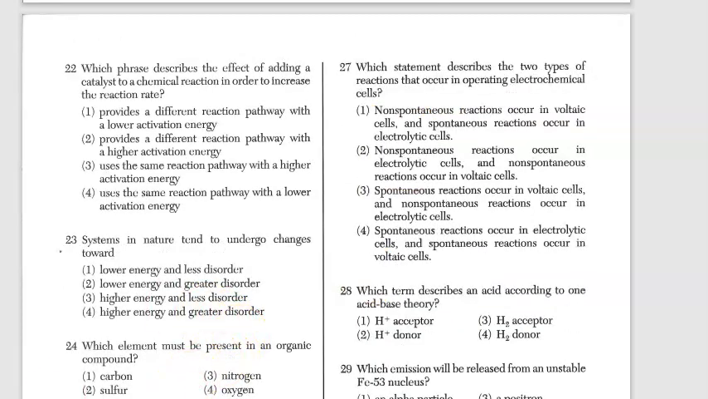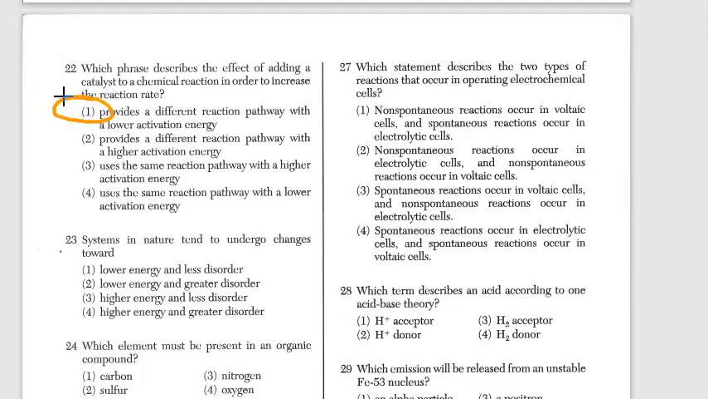All right, let's check out 22 and 23 here. Which phrase describes the effect of adding a catalyst to a chemical reaction in order to increase the reaction rate? Well, you should have learned in class that catalysts somehow change the reaction pathway. In other words, to go from reactants to products. Sometimes it can happen in one step, maybe it's several steps. And as a result, the activation energy, the energy required to get any reaction, whether it's endo or exothermic, started, would get lowered. So my answer for 22 is choice one.